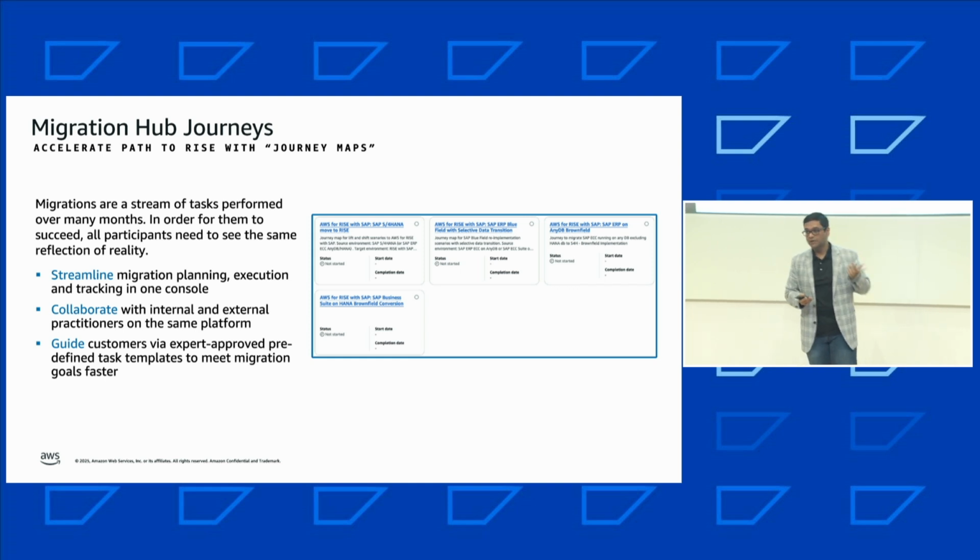One is for lift and shift, another is for brownfield conversion from SAP ERP to NetWeaver/HANA DB. Another one is brownfield conversion from SAP S/4, and another one is a bluefield conversion. So in simple terms, Migration Hub journeys are templates that erase a lot of manual tasks. There are a lot of manual tasks as part of migrations, right? You have a huge checklist that you need to follow. So Migration Hub journeys and these templates help you, expedite and accelerate your migration to SAP RISE.